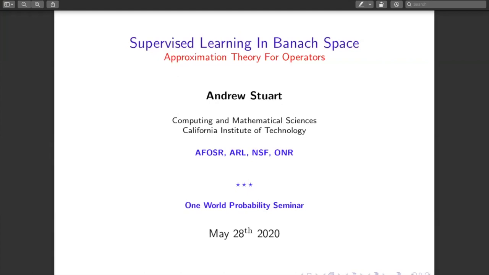The reason I'm interested in studying that question in Banach space, so that's the question of finding mappings between elements of input Banach spaces and output Banach spaces, is because this holds the potential for speeding up a large number of tasks that arise in science and engineering. And I'll explain to you how that arises.